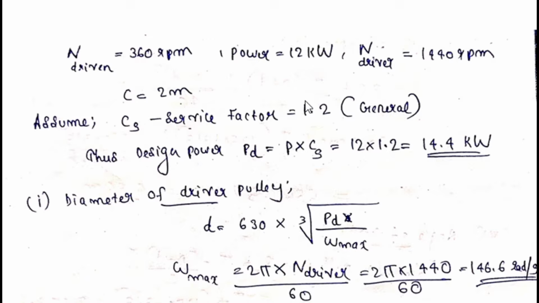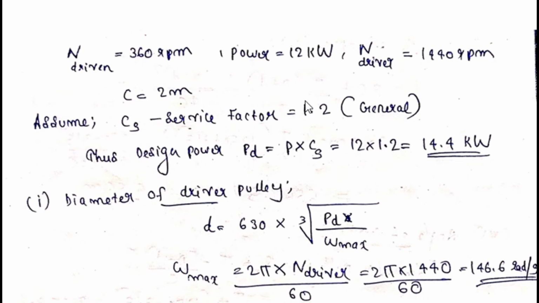Even though we have been given a power value of 12 kilowatt, we cannot take that value for solving the problem. We have to use design power. That's the value we need. To find design power, we have to multiply the service factor with the given power. So the design power PD will be 14.4 kilowatt.